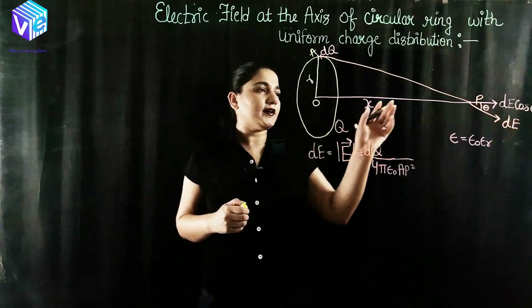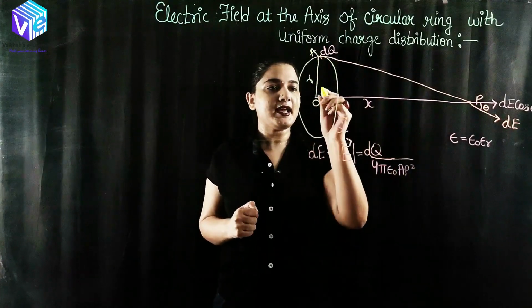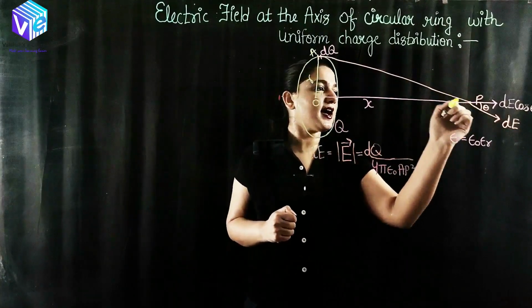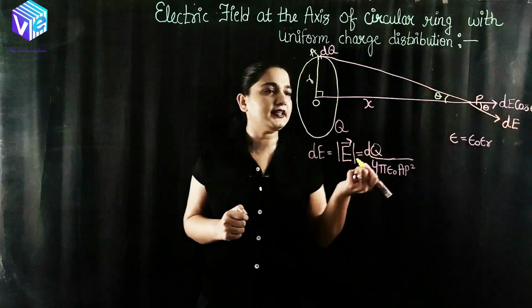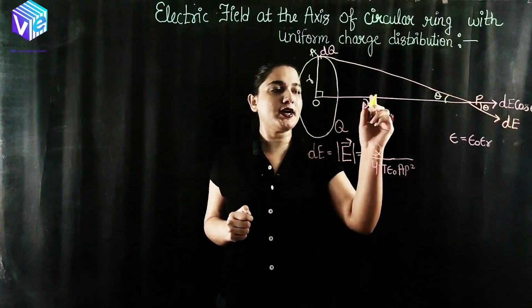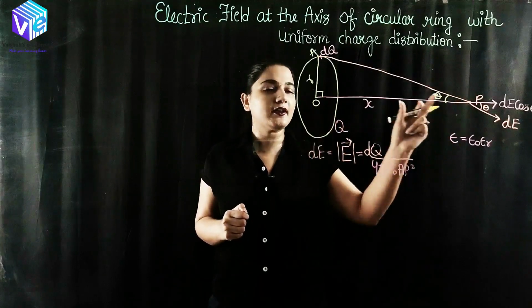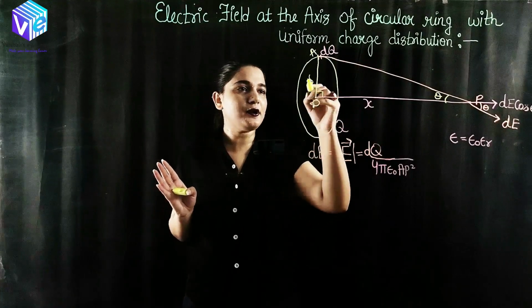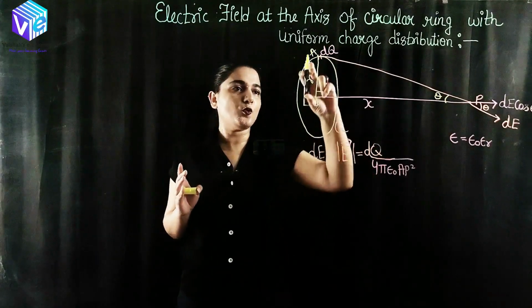Now here we have this triangle OAP. In this triangle, this is my 90-degree angle, and these are the opposite angles, so this angle will be equal to theta. Now this is the point at distance x from O. So the OP distance is given in the question as x. We also know the radius of our circular ring, which is r.